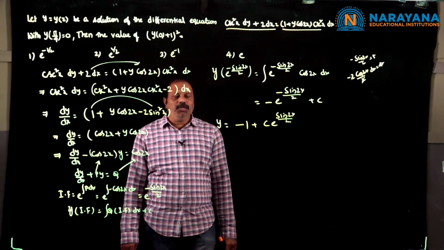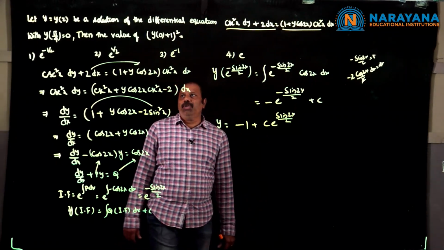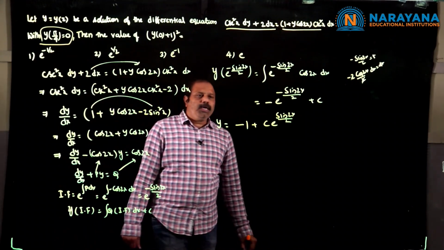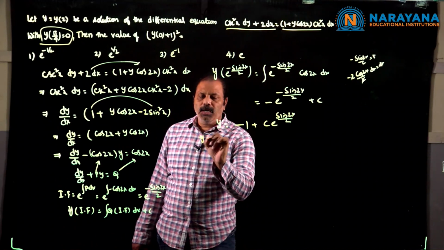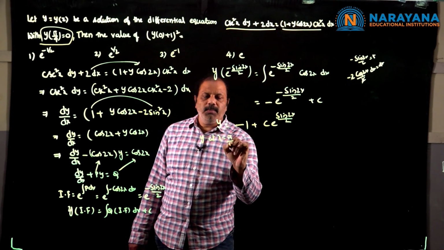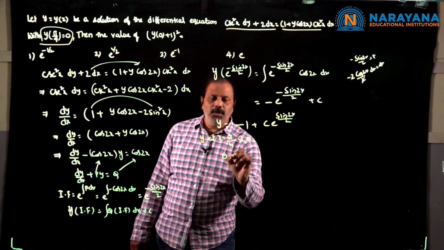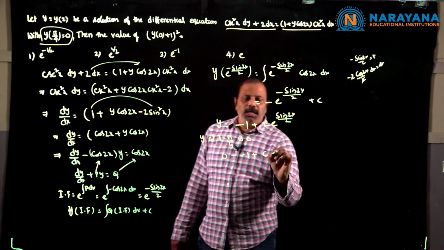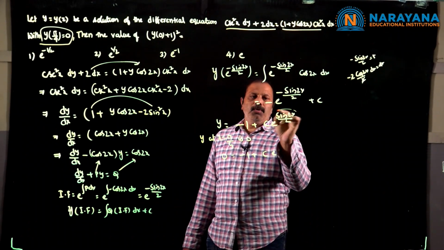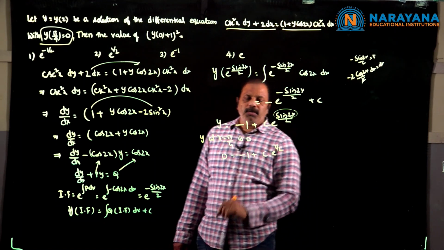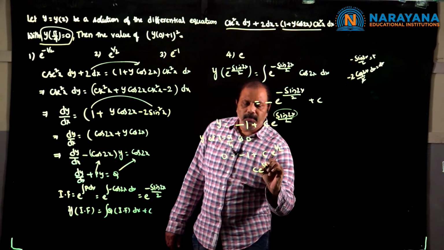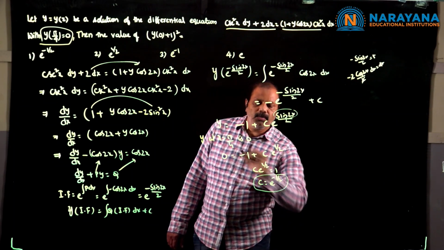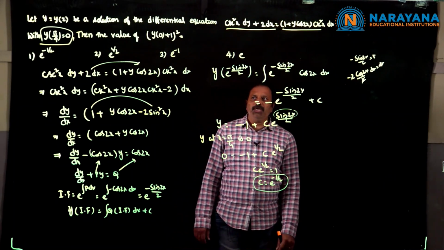Now we need to find the constant value. To find the constant value, one piece of information is given: y at x equals pi by 4 is 0. This implies 0 equals minus 1 plus c into e power. If I substitute x equals pi by 4, sin 2x is going to be 1, so e power 1 by 2. So c into e power 1 by 2 equals 1. c equals e power minus 1 by 2. The c value is e power minus 1 by 2.